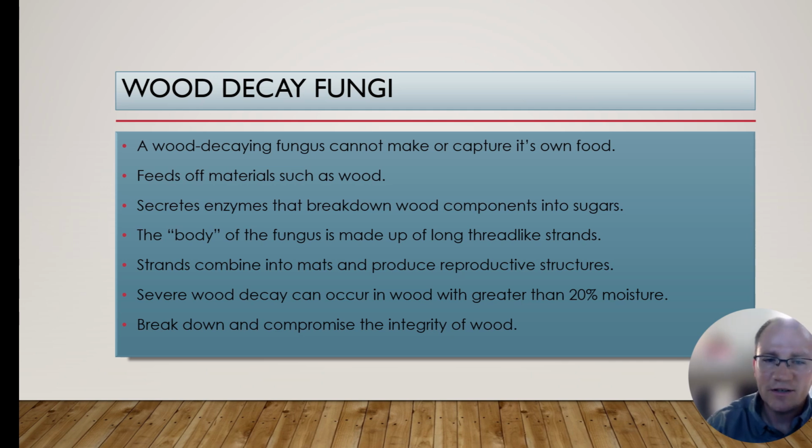and the structure itself. The wood decay fungi secrete enzymes that break down wood components into sugars. The body of the fungus is made up of long thread-like strands. Strands combine into mats and produce reproductive structures. Severe wood decay can occur in wood with greater than 20% moisture. These are going to break down and compromise the integrity of the wood.